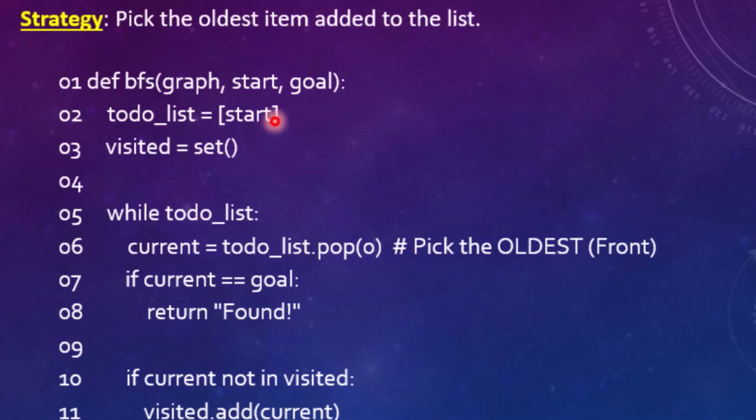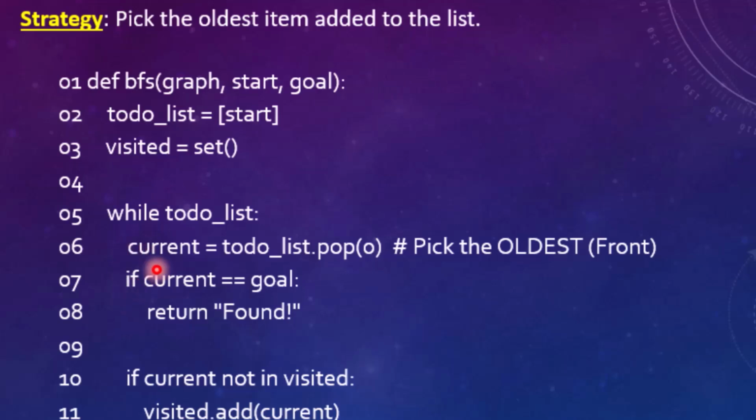So while this to-do list takes a value, right? The set takes several values. You know how a set looks like. It takes several values. So get that clear so that we will not visit a node multiple times. Okay, it's very, very important.